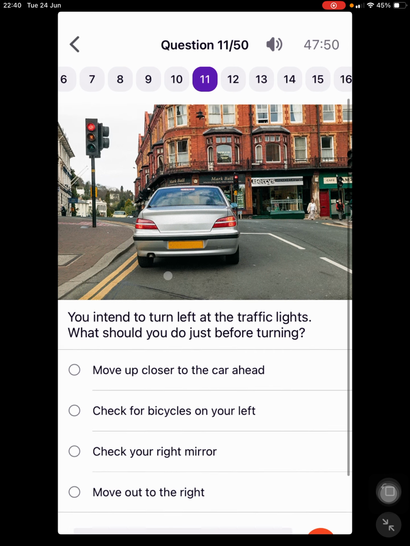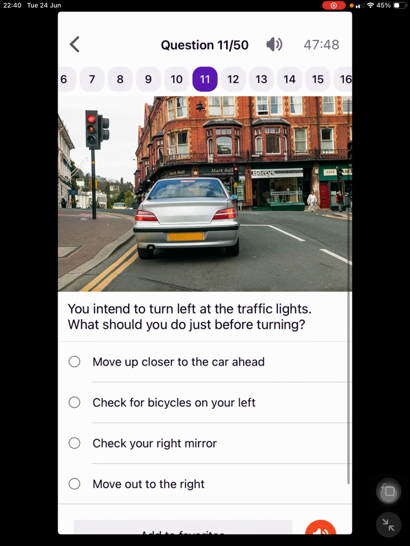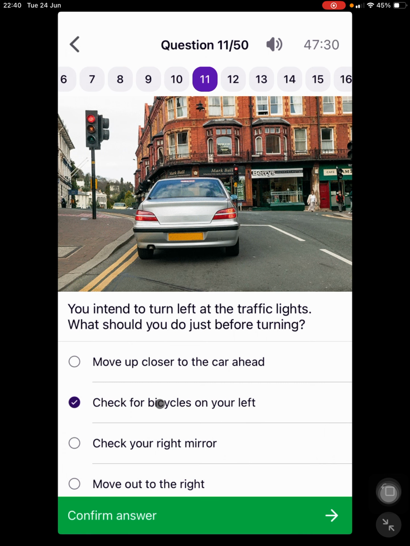So if that's your car, you stop at the traffic light, you want to turn left. Before you turn left, what do you have to look for? If there is any cyclist on the left-hand side before you turn. So make sure there is no one before you turn. So check for bicycles on your left.